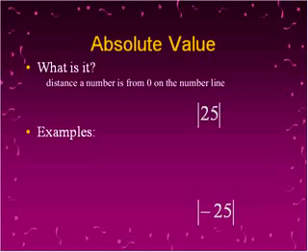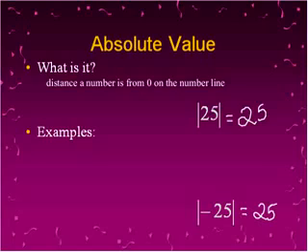Some examples that we're going to take a look at are the absolute value of 25 and the absolute value of negative 25. Hopefully you'll notice that the distance that 25 is from 0 on the number line is 25. Then for the absolute value of negative 25, we're asking the same question: what is the distance from negative 25 to 0 on a number line? Well, distance is always positive, so it's a positive 25.